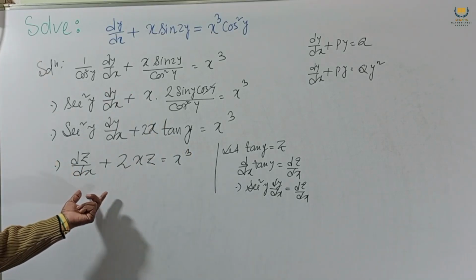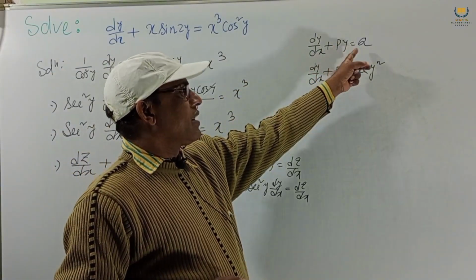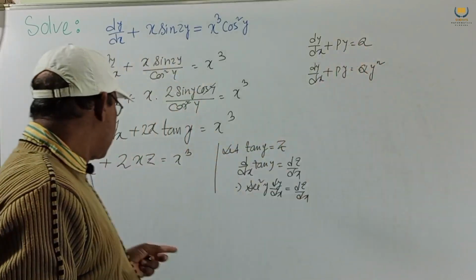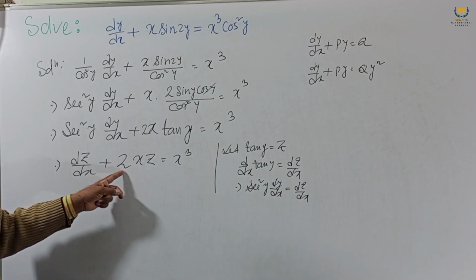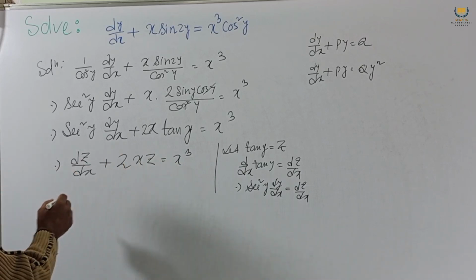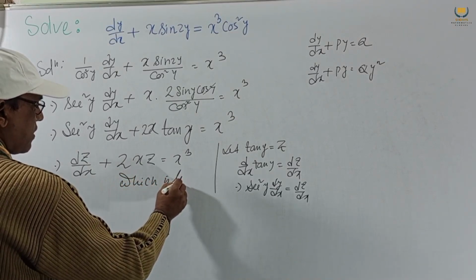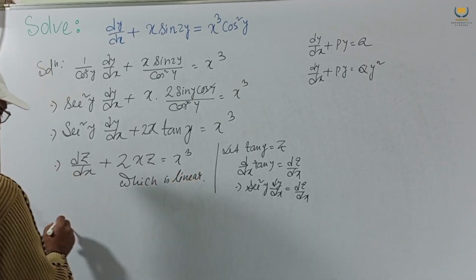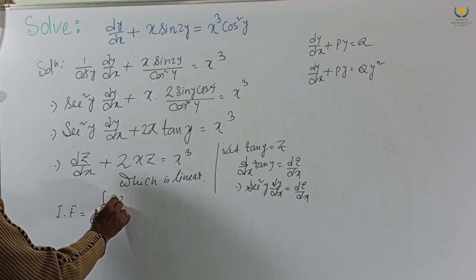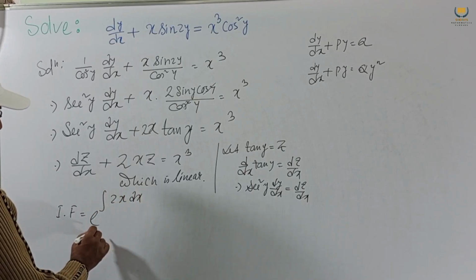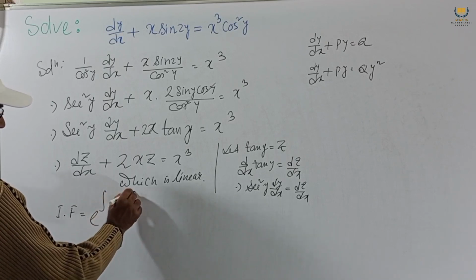So obviously this is a linear differential equation. Linear differential equation dy/dx + Py = Q, where P and Q are functions of x only or constants. So this is linear. Here y means z, dz/dx, this is P and this one is Q. If it is linear, then we have to find the integrating factor.